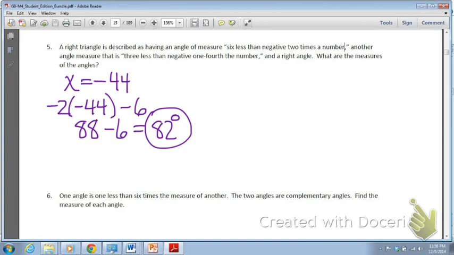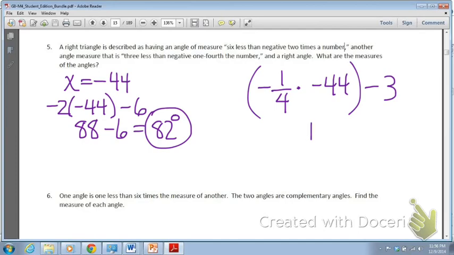Okay, the measure of the other angle is 3 less than negative 1/4 the number. So negative 1/4 times negative 44. Negative 1/4 the number minus 3. So that would be a negative times a negative is positive. 1/4 of 44 is 11 minus 3, which is 8 degrees.